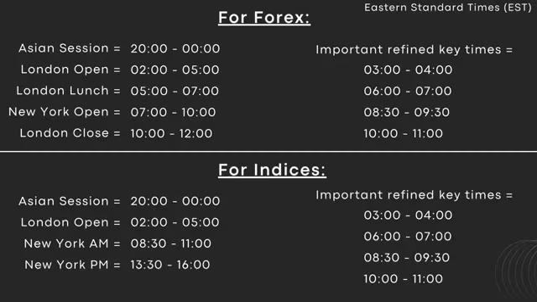Now, in this last slide, we'll discuss the kill zones for both forex and indices, and the characteristics of each kill zone, along with some key times. So for forex, the times of the kill zones are the following. Asian session is from 20 Eastern Standard Time to midnight, or 0 Eastern Standard Time.